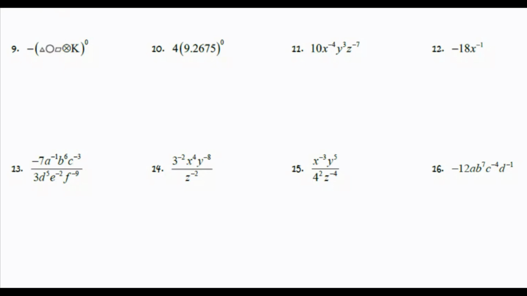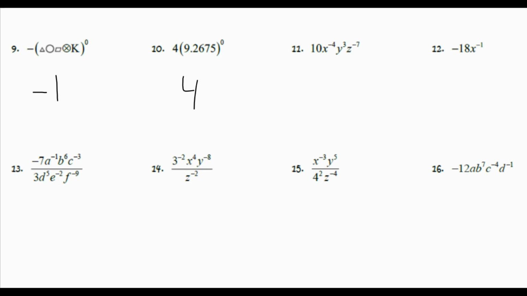Looking at number 9, we have negative parentheses, a bunch of symbols, to the 0 power. Now, anything to the 0 power is 1, so this would be negative times 1, which is negative 1. Number 10, 4 times 9.2675 to the 0 power. Again, anything to the 0 power is 1, so this is 4 times 1, which is 4.